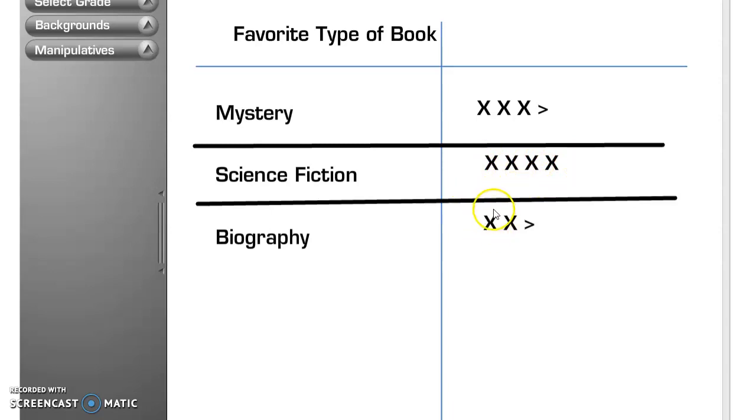And then for biography, we can count by 2 and then 4, but we know this is actually half, and half of 2 is 1. So 2, 4, 5. So here is 5 for biography. So which one would be the most? Well, I know that science fiction has the most because that's 8. Our next one would be 7, which is mystery, and our smallest one would be 5, which is biography.